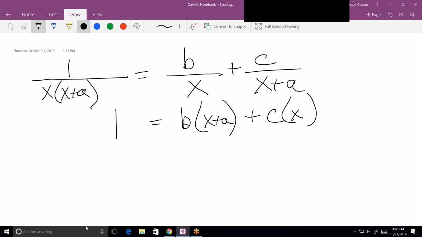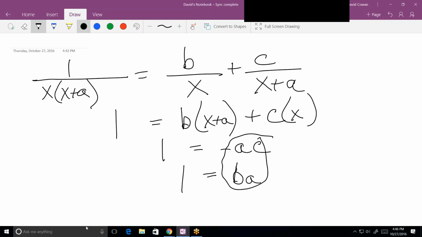Okay. If I let x equal minus a, it'll take the b term out, and we'll have minus a times c has to equal 1. If I let x equal 0, then I've got b times a has to equal 1. BA equals 1. Okay. Can we go anywhere from that? Well, I know c is equal to minus b, but again, I've got 3 variables and only 2 equations.